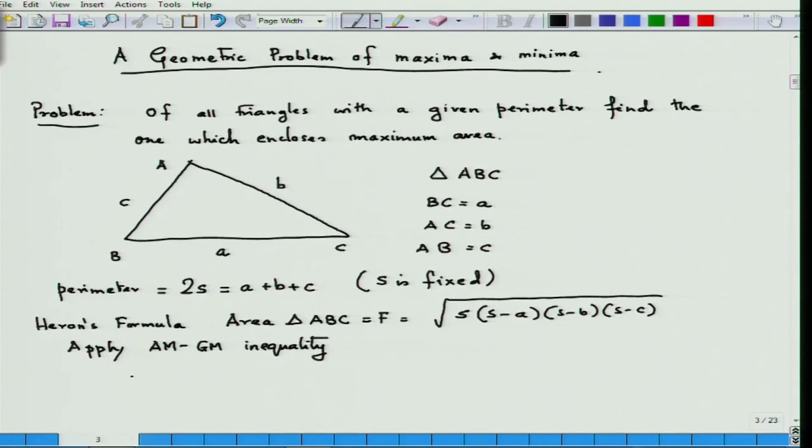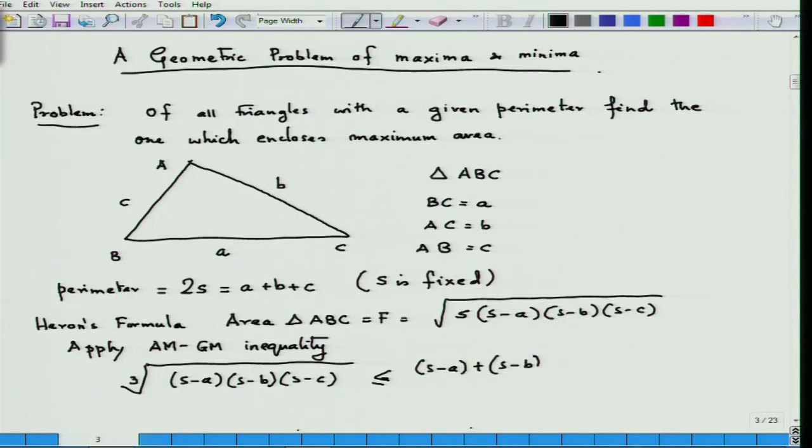That would give me the cube root of s minus a into s minus b into s minus c. These are my quantities, three quantities. So, the cube root of the product, the geometric mean, is less than or equal to the arithmetic mean. So, here I will use the fact that a plus b plus c is equal to 2s, and that will give me s by 3.